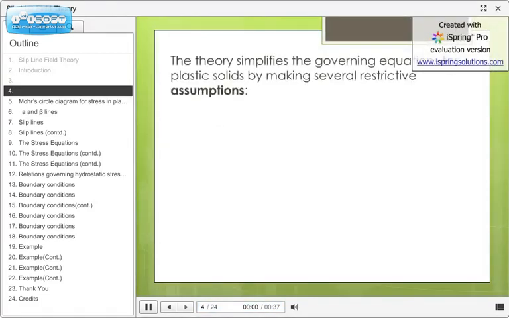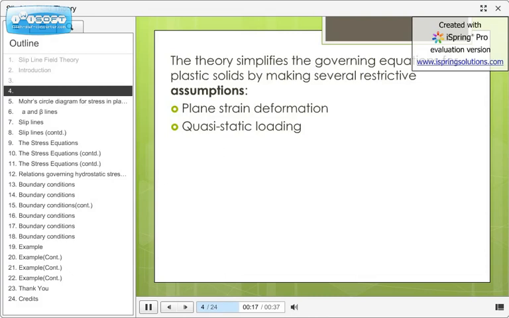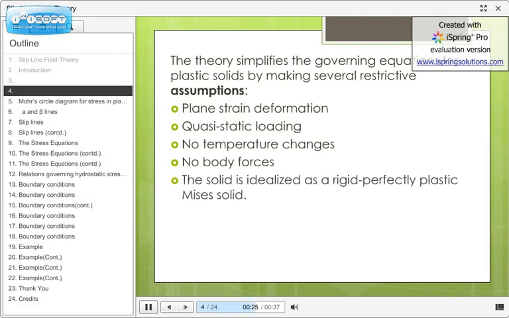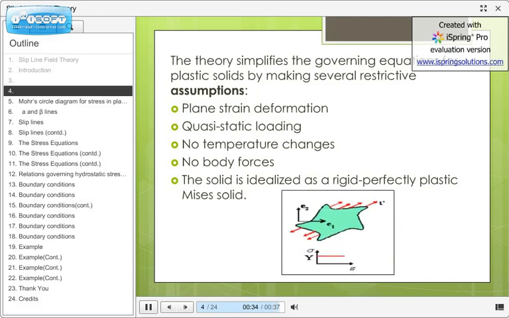Let us now look at the assumptions where slip line field theory is valid. Plane strain deformation. We all know what is a plane strain. A plane strain is a condition where epsilon z is equal to 0. Quasi-static loading. This means there is a constant shear stress at the interfacial boundary. Usually either a frictionless condition or a sticking friction is assumed. No temperature changes are considered. No body forces are required. The solid is idealized as a rigid plastic Mises solid. This implies the neglect of elastic strain and treats the flow stress as constant. This diagram shows the plane strain condition.